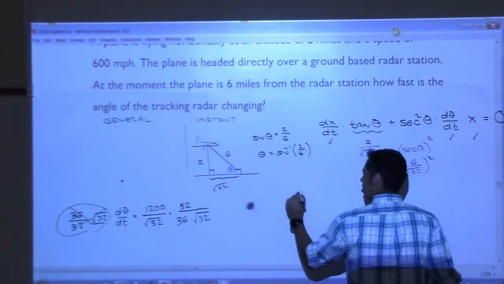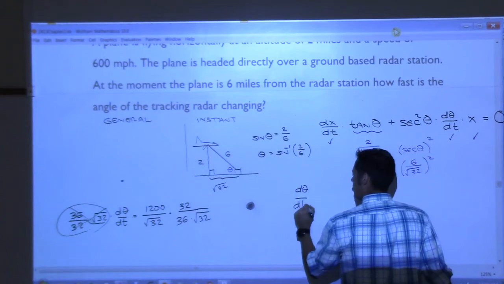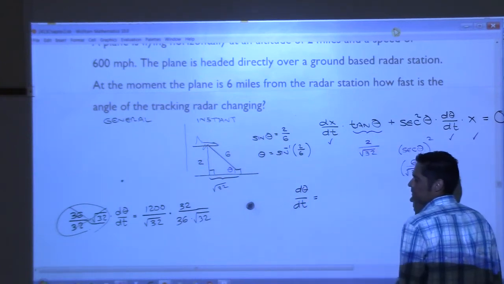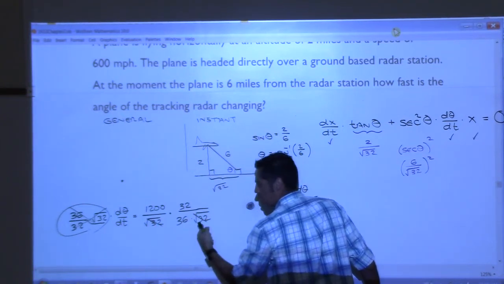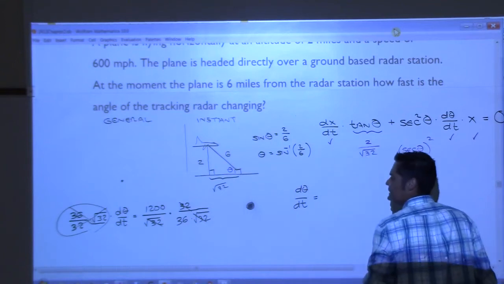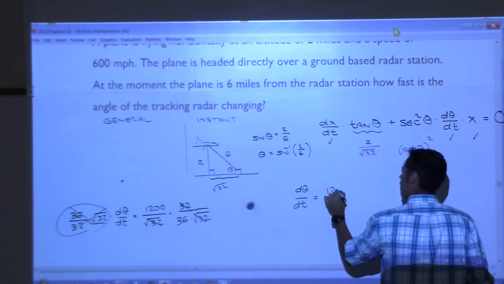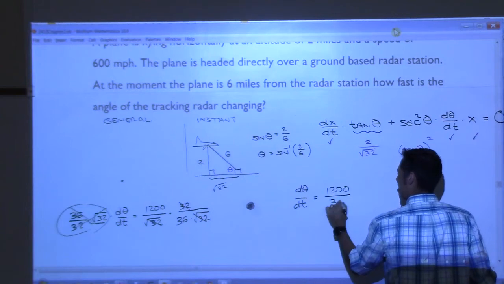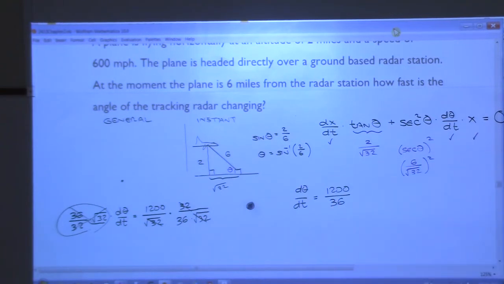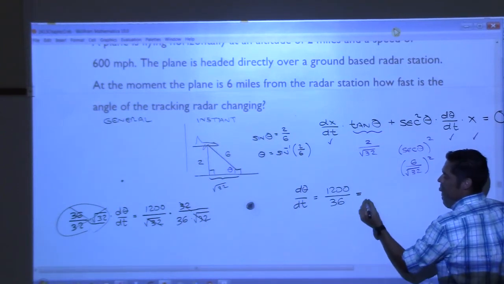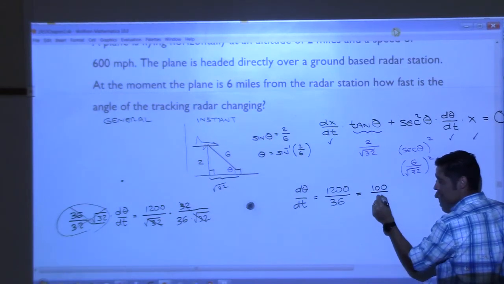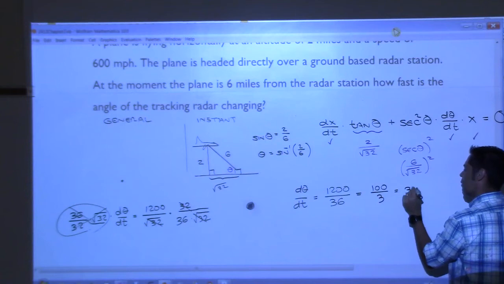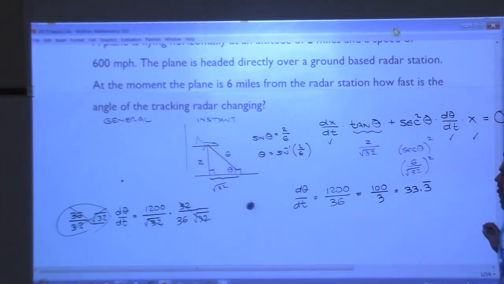Algebra. d theta dt equals, this root 32 and root 32 come together to be a 32, and then we cancel with that. So you get 1200 over 36. I know 6 goes into both of those. It's 12. 12 goes into both of those. 12 goes into the top 100 times. 12 goes into the bottom 3 times, which is 33.3 repeated.